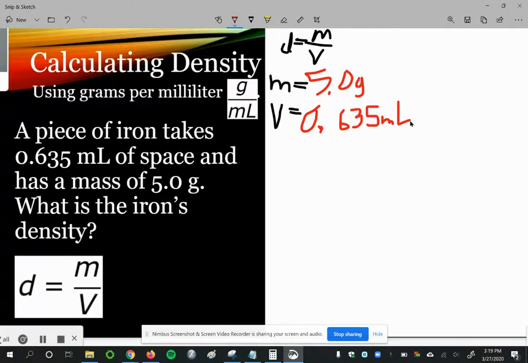Okay. Do we have everything we need to solve for density? Density equals mass divided by volume. Well, yes, I do. I even have all the terms lined up. So I can go and plug this into my equation.